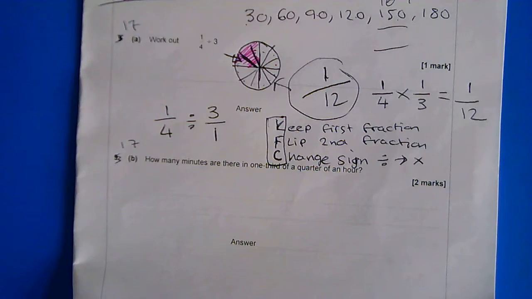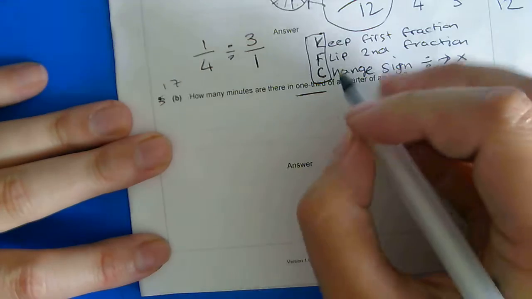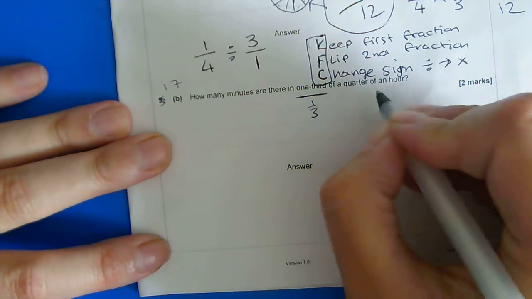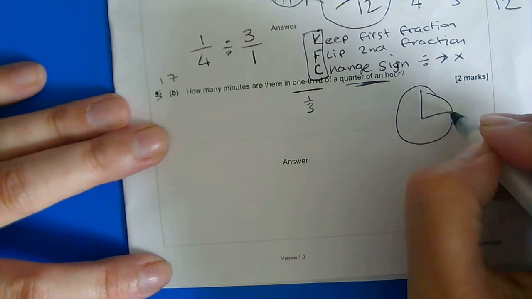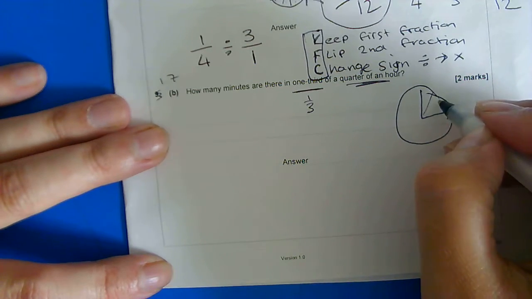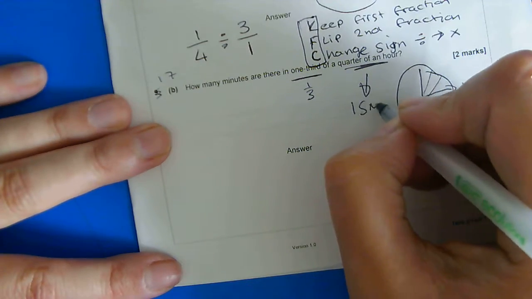Okay? Part B then, it says how many minutes are there in 1/3 of a quarter of an hour. So firstly, think about a clock. What is a quarter of an hour? How many minutes? 5, 10, 15. So a quarter of an hour is 15 minutes.